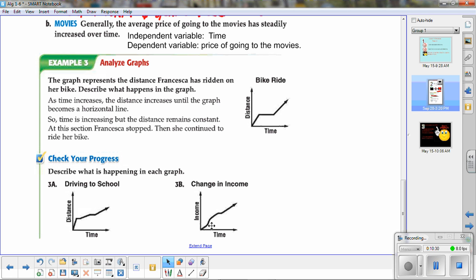And then this last example, change in income. The income is increasing as time goes on, with a little bit of a bump right here where it's gone up a little bit more quickly. But basically overall the income is going up, but it's not quite at a constant rate. If it were going up at a constant rate, you would have to see a straight line, and this isn't a straight line. It's got a little bit of a bump in it. So while it is going up as time goes on, it's not at a constant rate.